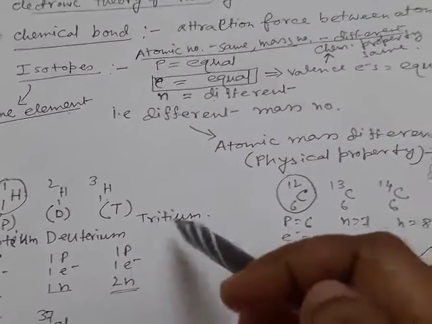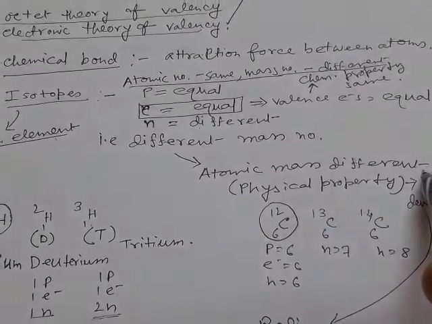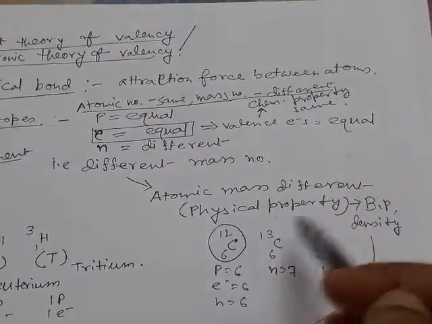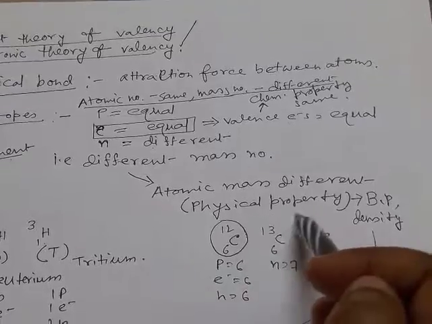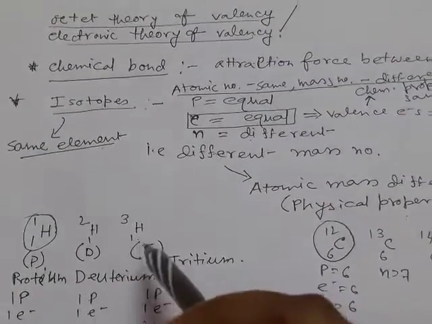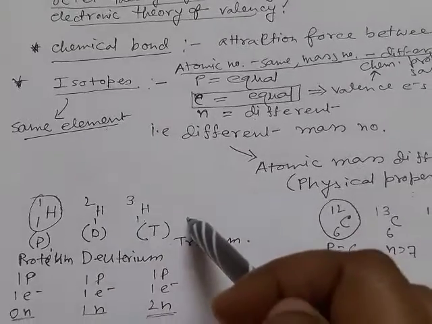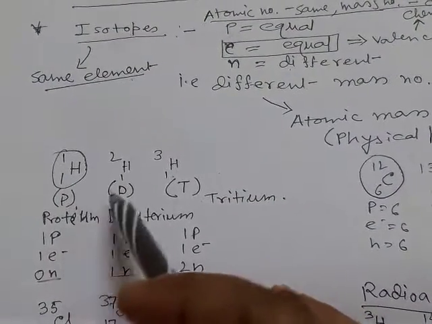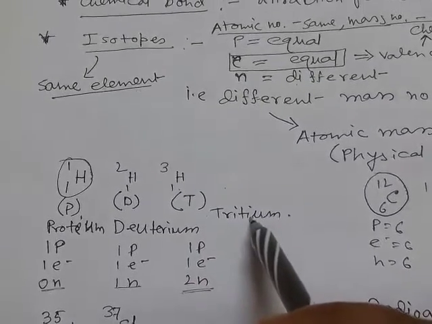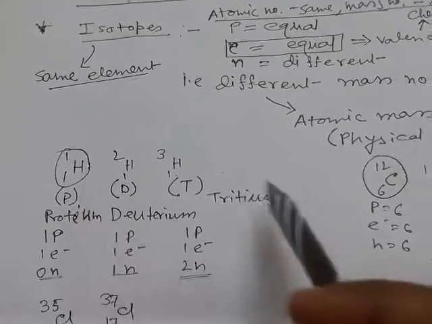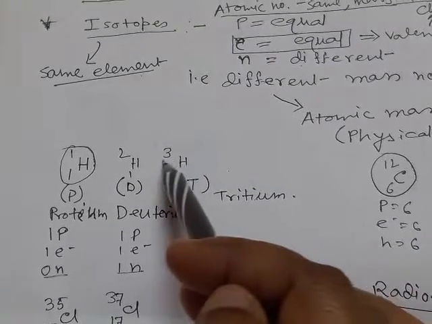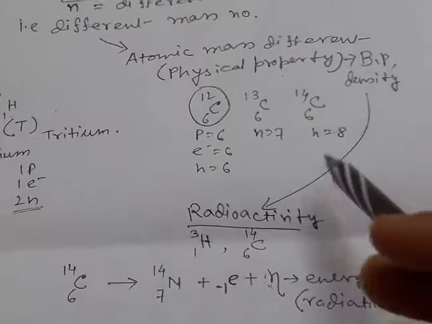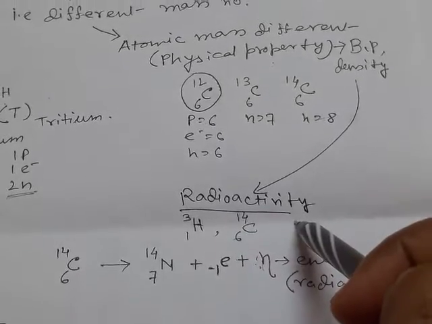the mass number is different, so their atomic mass will be different, and this will lead to different physical properties of the isotopes. So isotopes have the same chemical properties, but they have different physical properties. For example, boiling point or density. For example, tritium has a higher boiling point than protium, because tritium has a higher atomic mass than protium. Another physical property here is radioactivity.